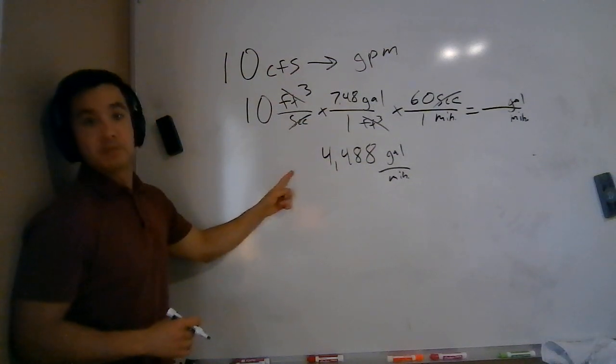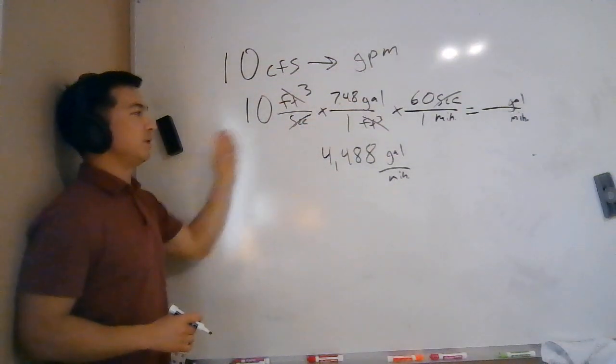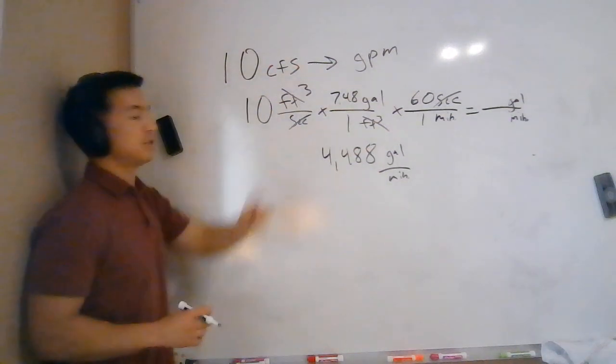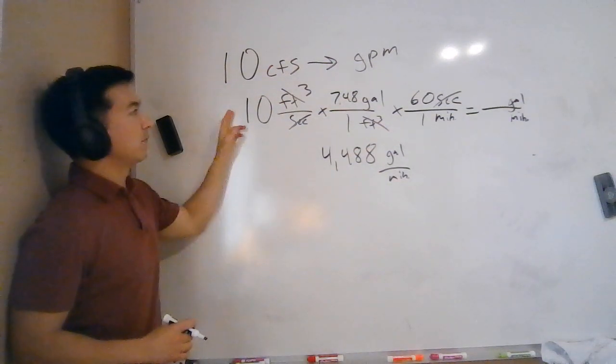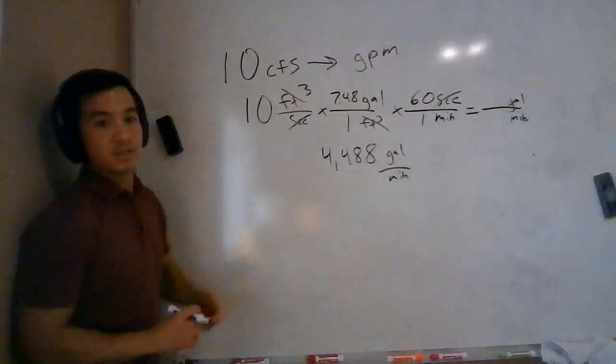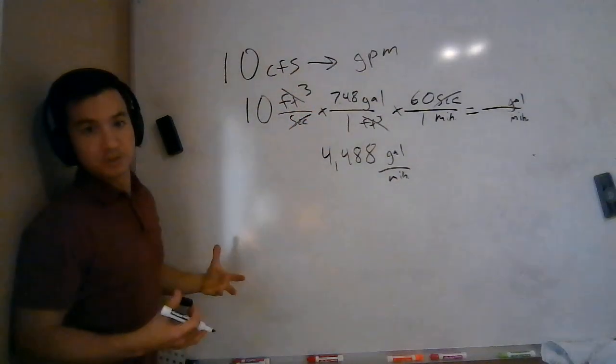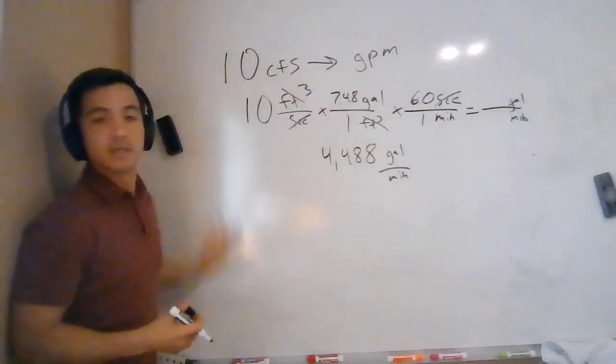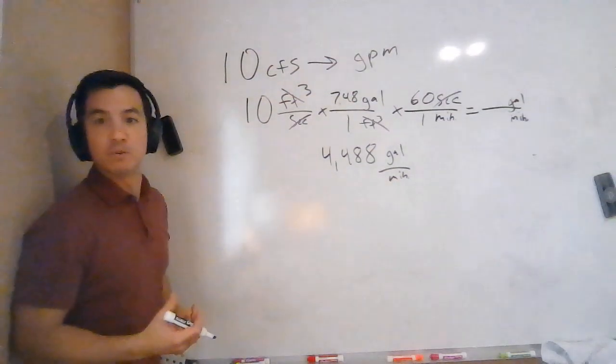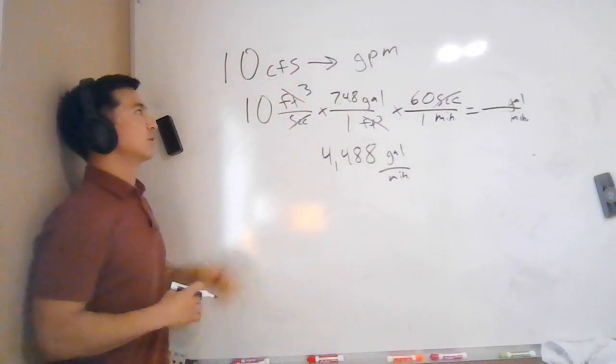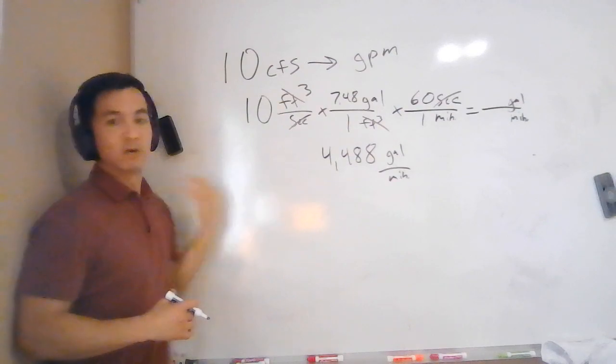Now, you'll notice from our last example where we converted from GPM to CFS, or CFS to GPM, it's just the opposite. So one way I'm going to be multiplying across, making the number larger. The other way I'm going to be dividing, making it smaller. In the next video, we'll look at the shortcut that's available to go from CFS to GPM or the other way around.